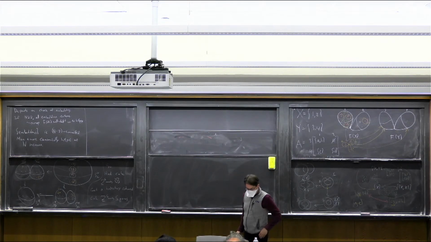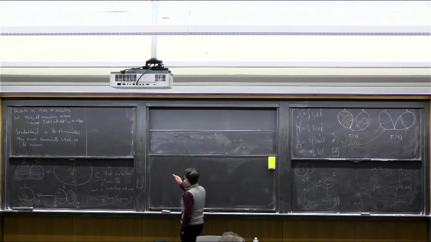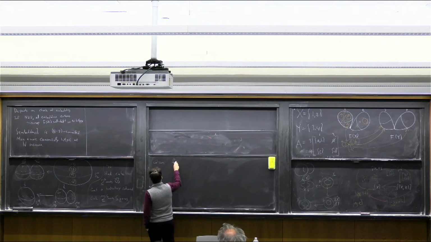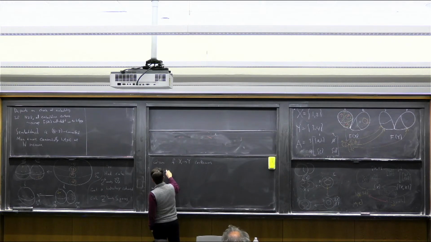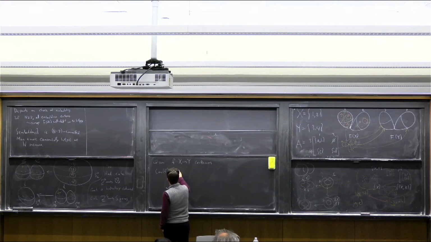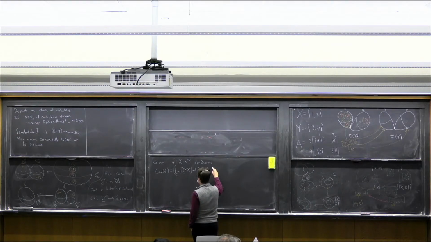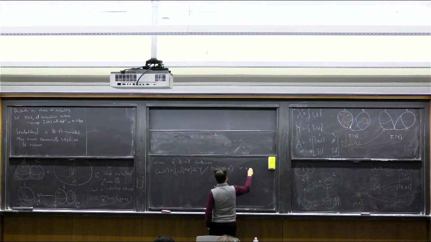Okay, cones. Cones are easy. So given f from X to Y continuous, the cone of f is just [0,1] cross X, disjoint union Y, mod: I'm going to collapse all of 0 cross X, so (0,x) is equivalent to (0,x') for all x, x' in X, and (1,x) is equivalent to f(x).